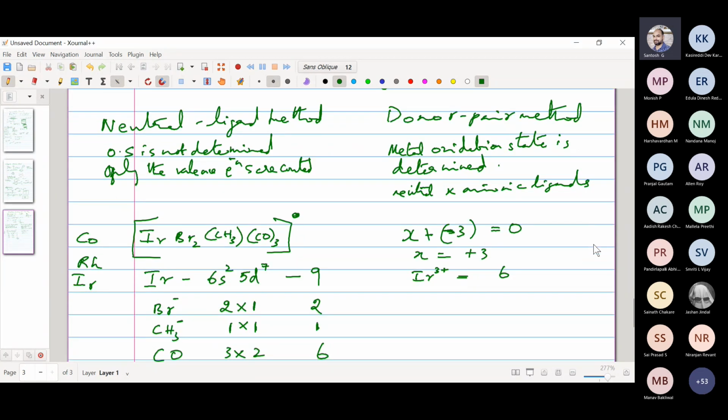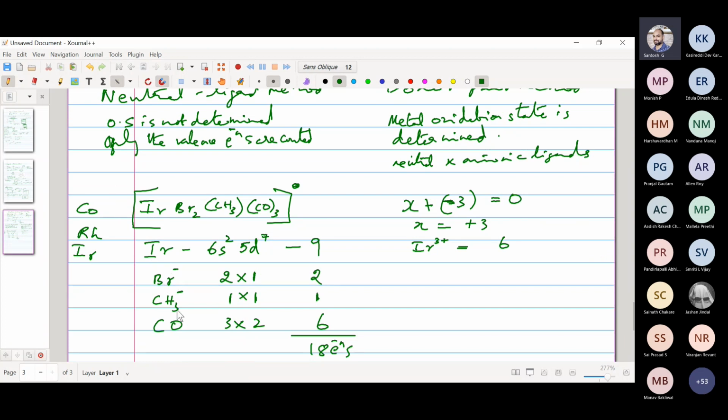Okay. Now comes the difference. As I told you, each anionic ligand is considered to donate 2 electrons instead of 1 electron in the previous method. So in that case, bromide will be 2 into 2, which will be 4, for 2 bromides, and 1 methyl will be 2, and 3 carbon monoxides will give you 6. Now you add it up, 6 plus 4, 10, 10 plus 2, 12, 12 plus 6, 18. See, you get the exact same result.